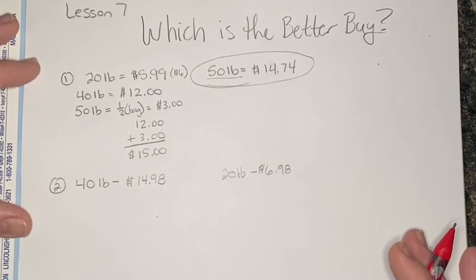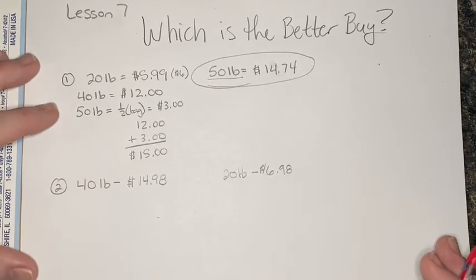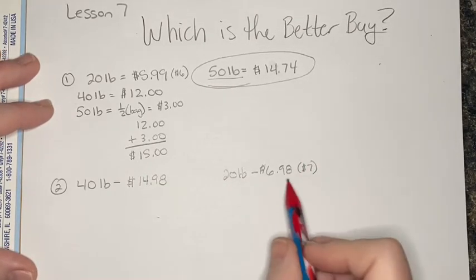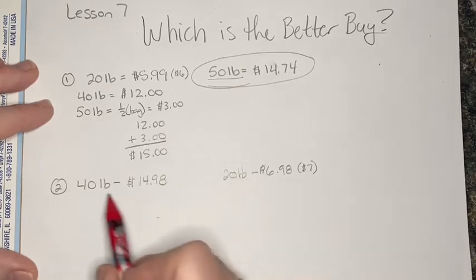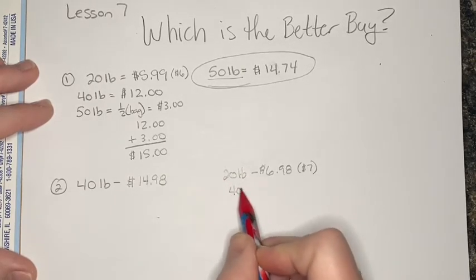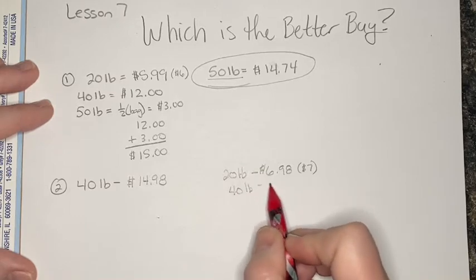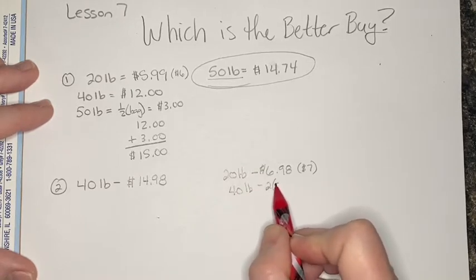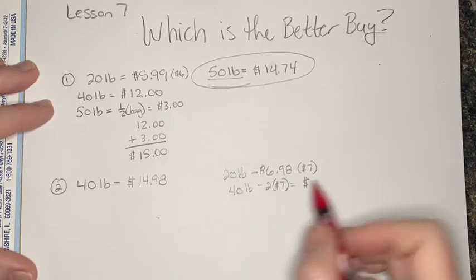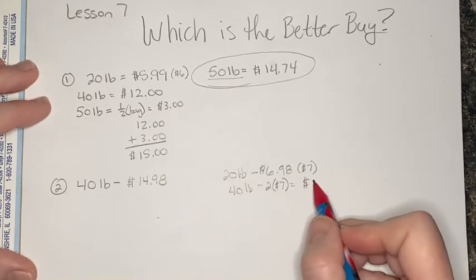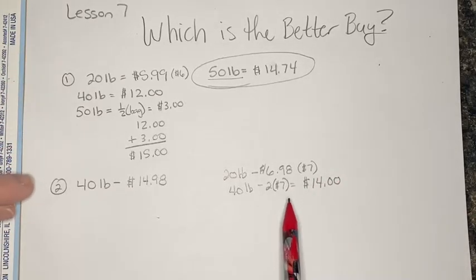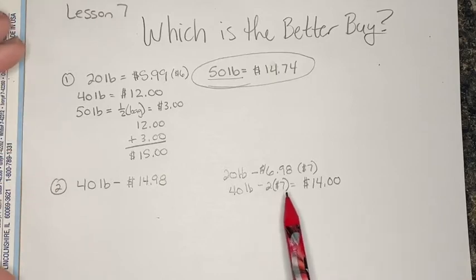Again, we're going to estimate here, right? This is basically $7, right? 20 pounds is half of 40. So if we had 2 20-pound bags, that would be 2 times our $7. If we bought 2 of these bags, it would cost us approximately $14.